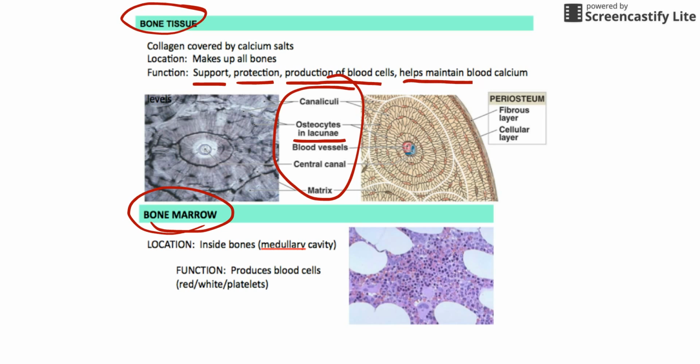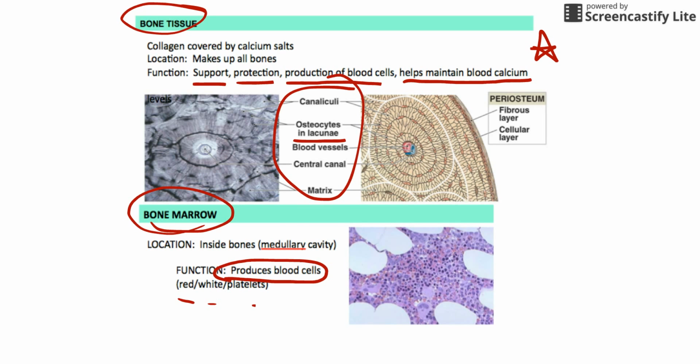And then this one's huge for us, but we haven't really done much with it. Another 2 weeks from now, and we will. We'll talk about how it helps maintain blood calcium and why that's so important. It's a good one to know. Bone marrow, real simple, makes our blood cells. It's found inside of the bone, and it makes our blood cells: red, white, platelets, all three of them.